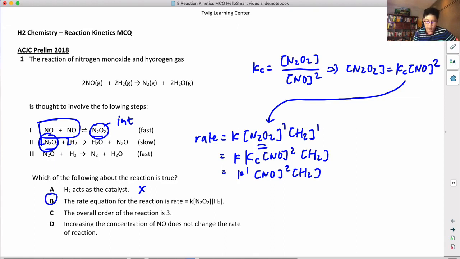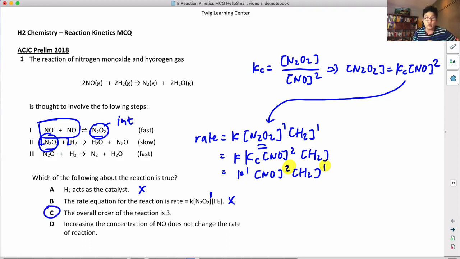The overall order is... so you look at it, this is definitely wrong, because over here you can see it's second order, but this is only first order. So this is wrong. The overall order is 3. Yes, 2 plus 1 equals 3. As you can see, it's going to be a third order reaction. So definitely this is C.